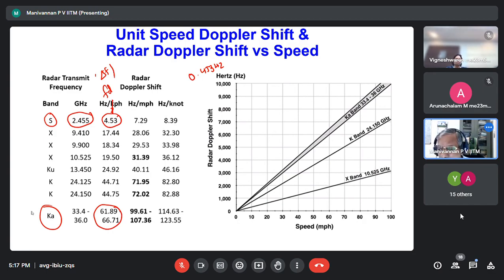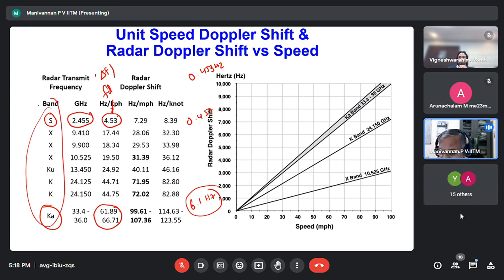Resolution. If the vehicle speed changes by 0.1, you will get a 6.1 hertz change. Here it is 0.453 hertz. So this is easy to do. The bigger the number, delta F, the better it is. So Ka-band. But which band you can use is decided by the FCC in the US.